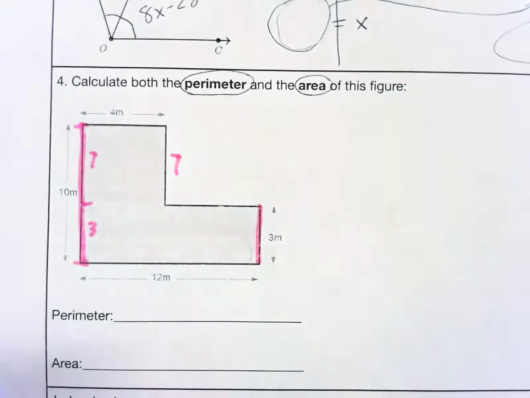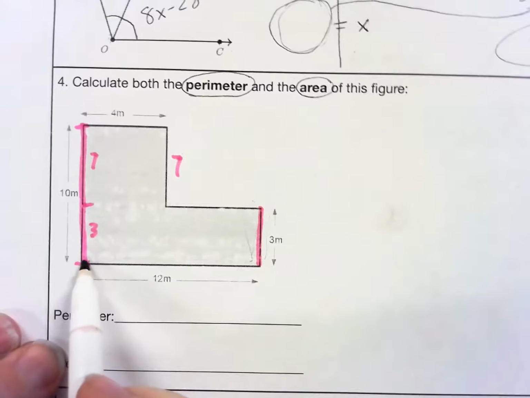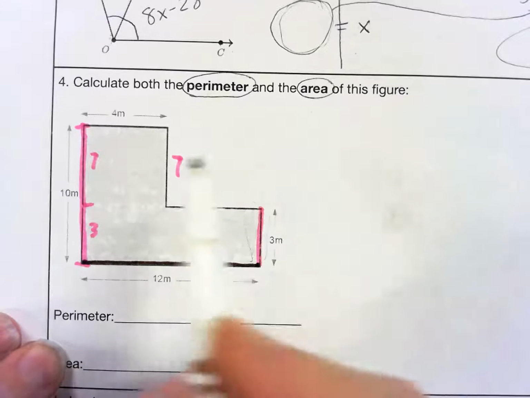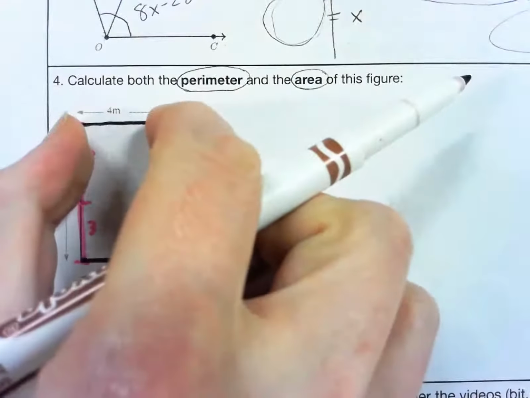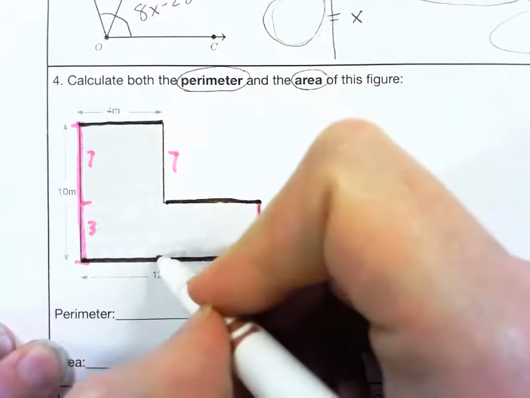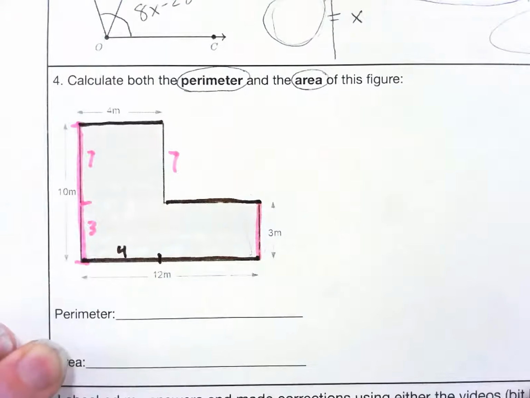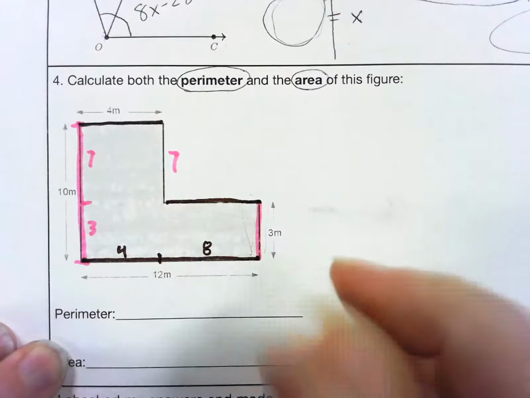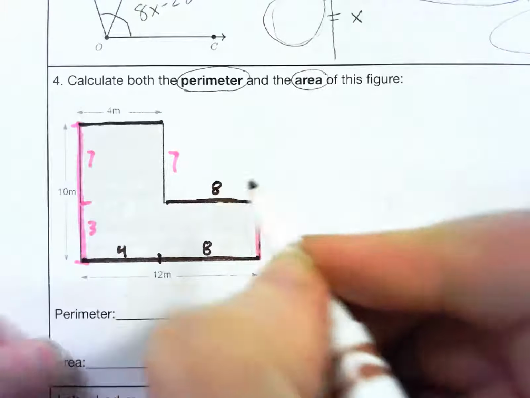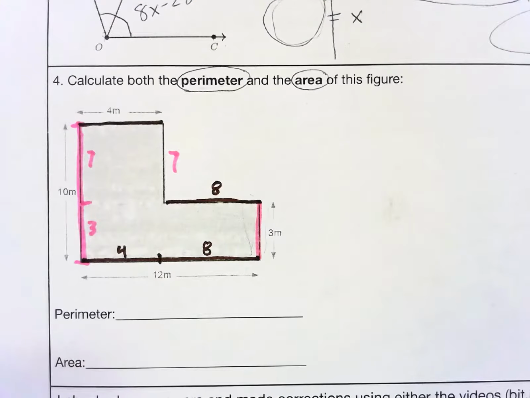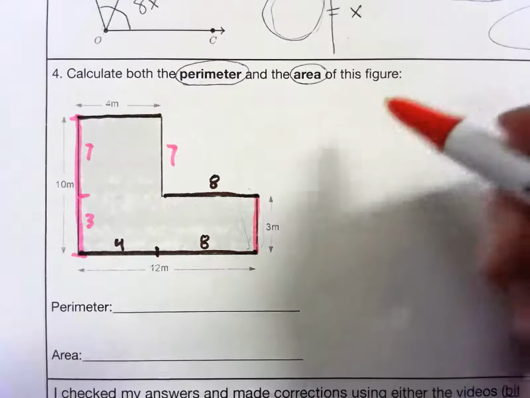Then for this side, we're going to use a different color because we're going to do all the horizontal lines. I know that the whole distance is 12. I see 2 pieces that I could shift down. This piece right here, if I picked it up and moved it down, it would hit right about there, and that's 4. I know that the whole thing has to be 12, so I need 4 plus something is 12, and that something would be 8. Now that I have that 8, I can shift it back up, and this part is 8. So now that I have my missing sides, I can go ahead and add them up.